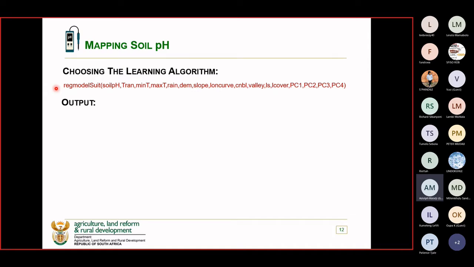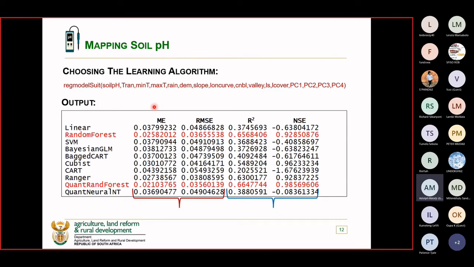So you run this line with those variables, and then you'll get this output. These are the learning algorithms: your random forest, a support vector machine, your CAT, your ranger, and so on. And then we're looking at your mean error and root mean square error, and also at your R squared and NSE.